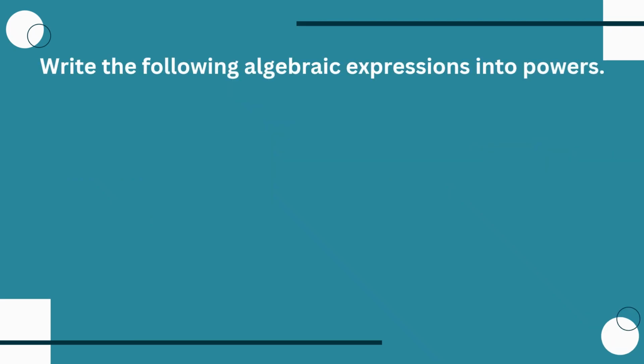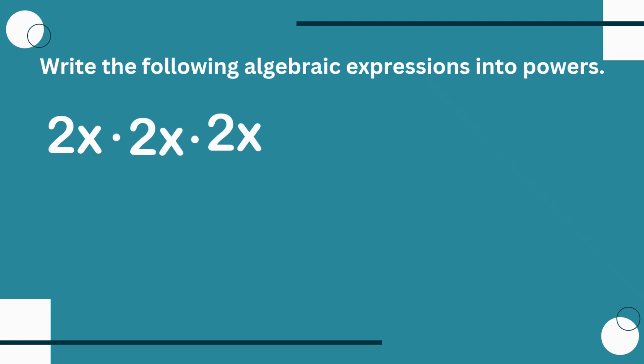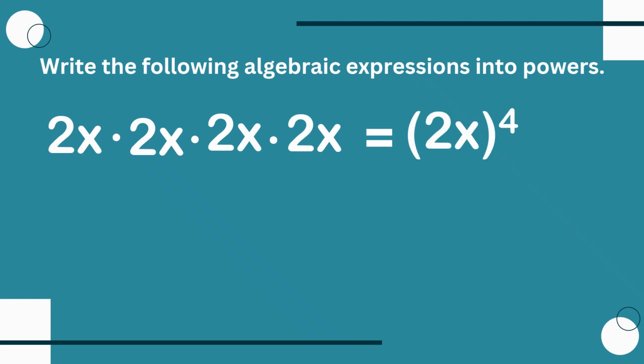Another example. Write the following algebraic expressions into powers. The first one is 2x times 2x times 2x times 2x. What is your answer? Alright, the answer is equal to the quantity of 2x raised to the exponent of 4.